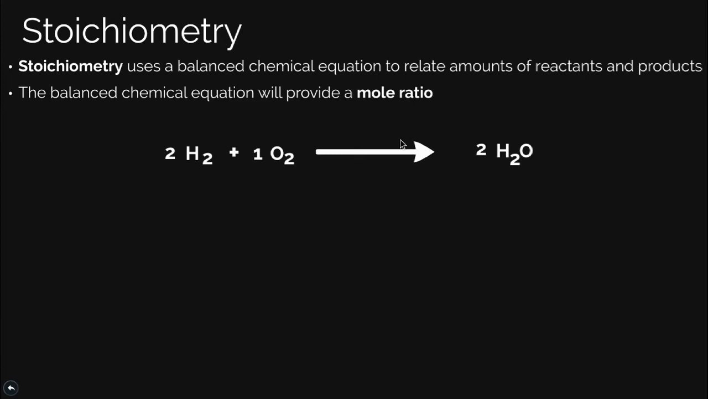All right, so now if we're given a chemical equation like this, the synthesis of water, where we're taking 2 moles of hydrogen gas and 1 mole of oxygen gas, and they combine to make liquid water.